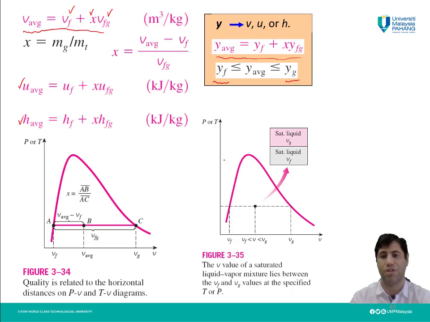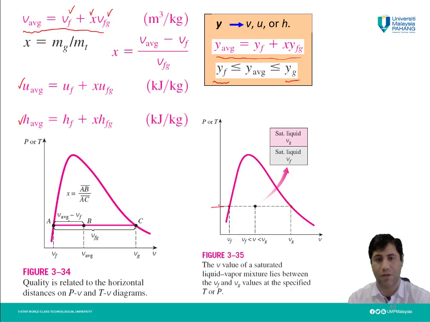Or simply like what you can see here. This is the P-V or T-V diagram. They are identical. The diagram is identical for both of them. And you can see what I told you here. For example, we have Vf here on the saturated liquid line. We have Vg on the saturated vapor line. Then V for the mixture is a mixture of these two.